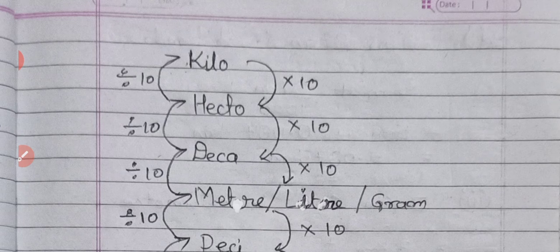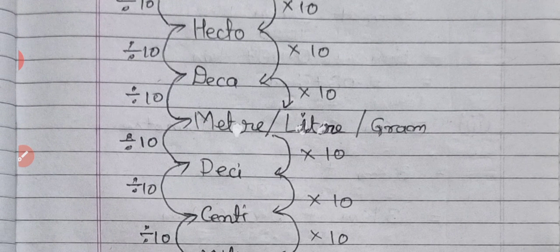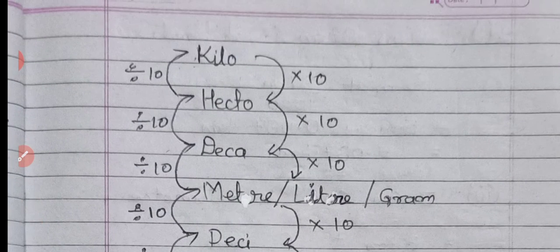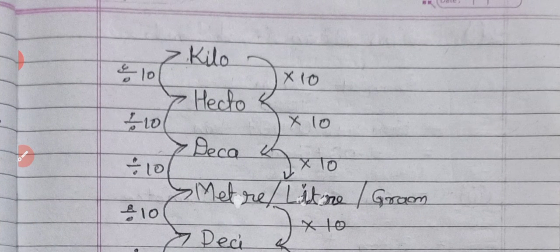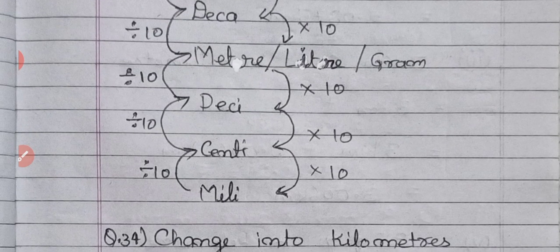You can read kilo, hecto, deca, meter. It can be meter, liter or gram. So you can say kilogram, kiloliter, hectoliter, decaliter, decagram. Any unit, either meter, liter or gram, you can use for changing. So kilo, hecto, deca, meter, deci, centi, milli.